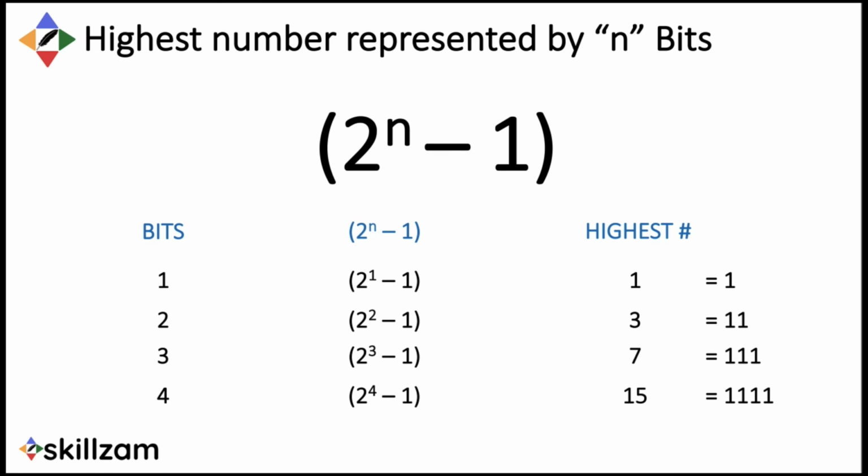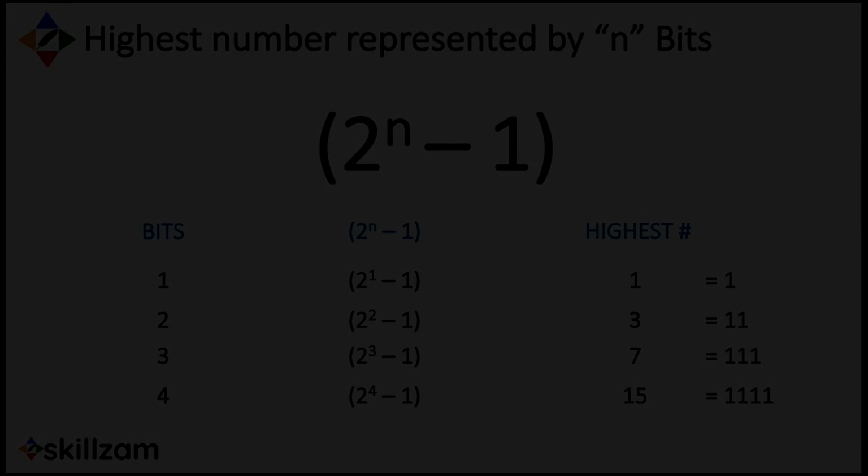So, if we meticulously observe the pattern, we can see that the highest binary numbers for the given n bits will always have 1 in the units place, and all the highest numbers are odd decimal numbers.